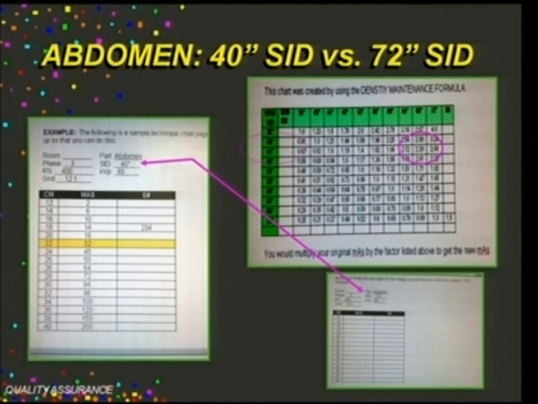You can say that if your original SID was 44, and now you want to shoot that at 72, you multiply your original mAs by 2.6, 2.68, 2.7. So you got one handy thing to multiply by. You don't have to do cross-multiplying, reducing fractions, blah, blah, blah. Okay, you have to do that for your registry, but you don't have to do that. Okay, so that's a handy chart to have, and it's easier to change your mAs.